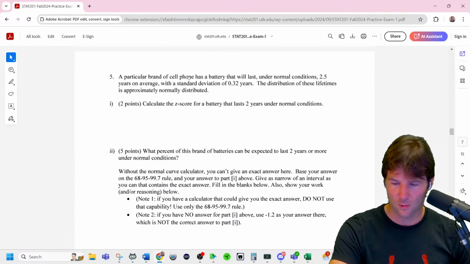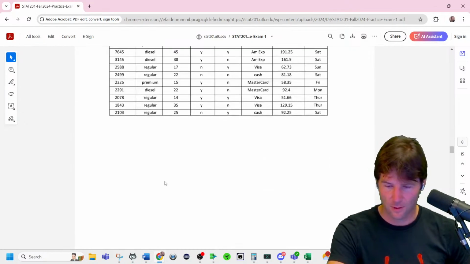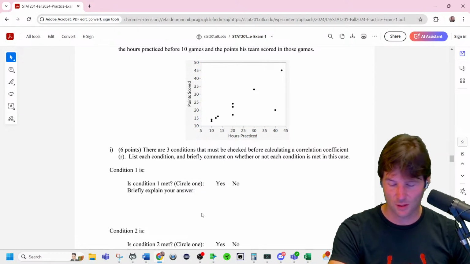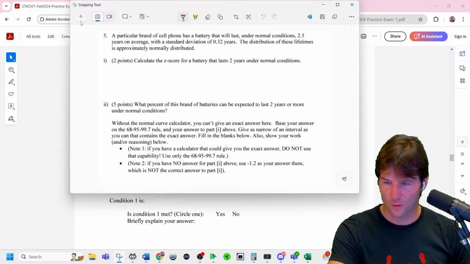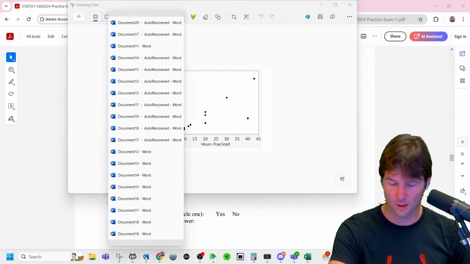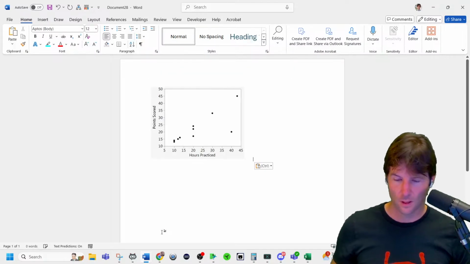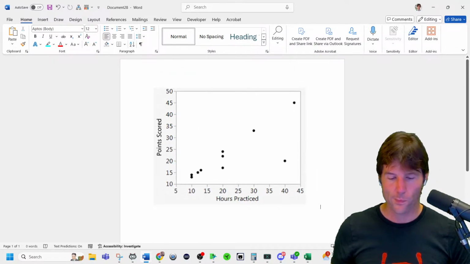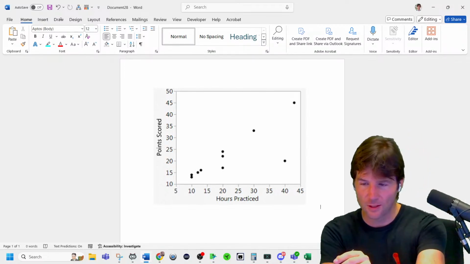And now let's look at number 7. A high school football coach believes that the team's hours of practice are related to the scores. So what do we do right here to check? What are the 3 conditions to check correlation?